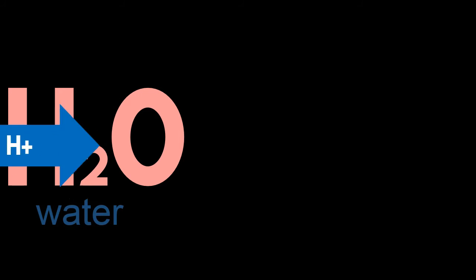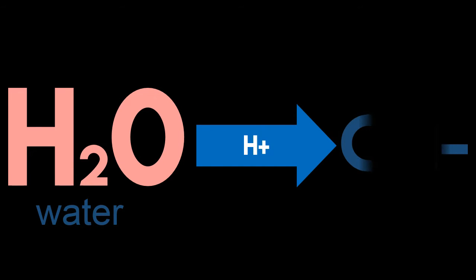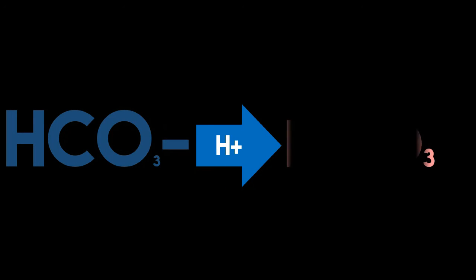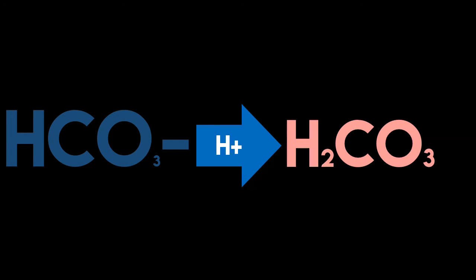If the number of hydrogens has increased, that substance is the base. The most known example of a Bronsted-Lowry acid is H2O or water, which donates protons to produce its conjugate base, OH-. Meanwhile, one example of a Bronsted-Lowry base is HCO3-, whose conjugate acid is H2CO3.